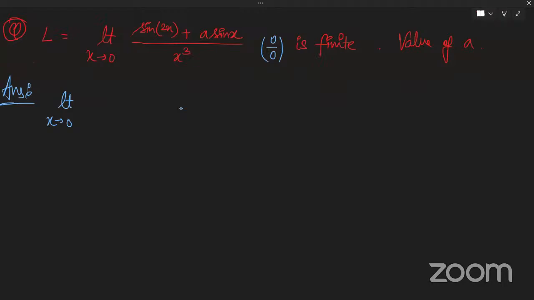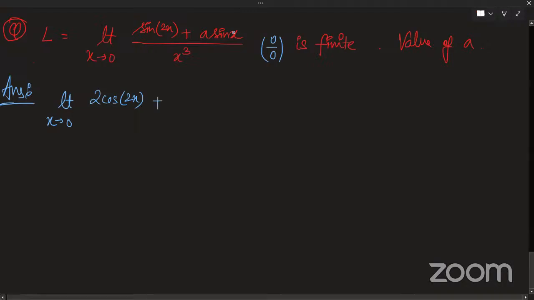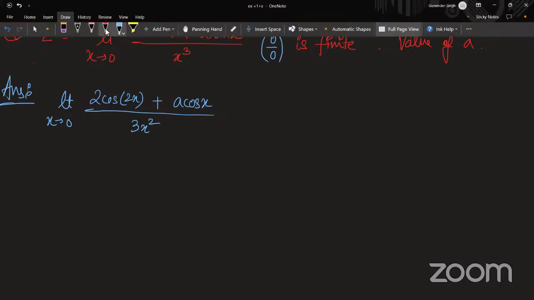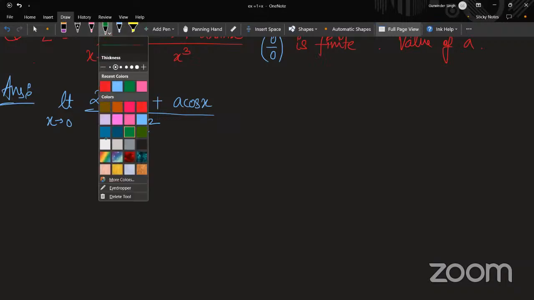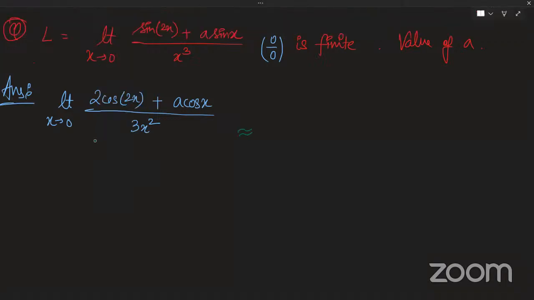So the derivative of sine of 2x is 2 cos of 2x. What is the derivative of a sine x? a cos x, correct. Whole divided by the derivative of x cube, which is 3x square. Great. Now what is the value of the denominator? If x is tending to 0, where is 3x square tending? 0.